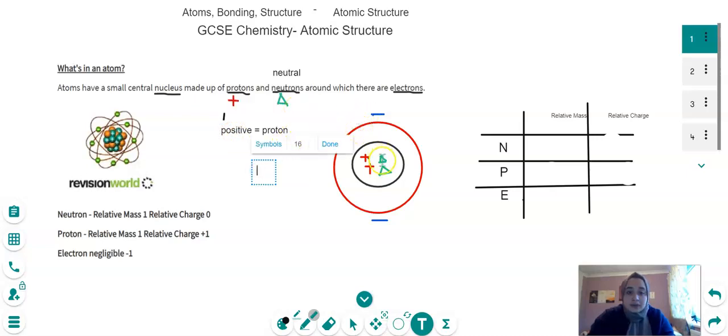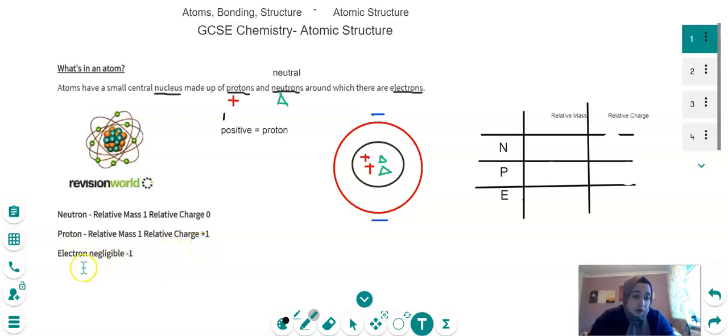All right, so if we look at these few lines, it says here that a neutron has a relative mass of 1 and it has a relative charge of 0. A proton has a relative mass of 1 and then a relative charge of positive 1.